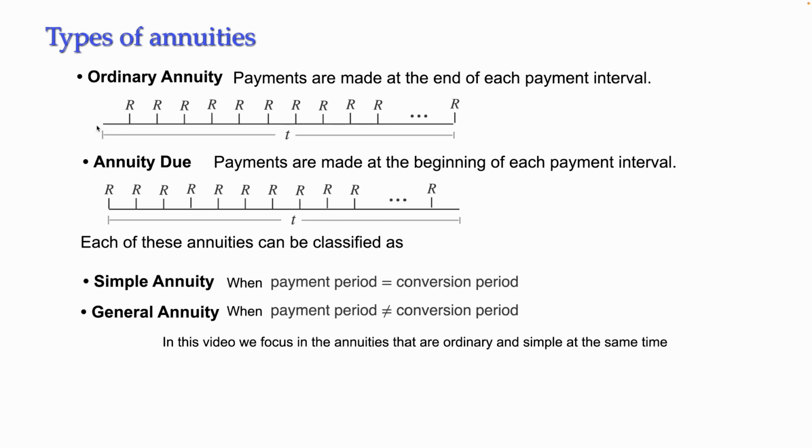So the payments are made at the end of each payment period, and the payment period is equal to the conversion period. We call this type of annuity ordinary simple annuities. They are ordinary and they are also simple. There are other concepts obviously involved in an annuity, other quantities. One of them is what we call future value. Let's speak about this future value.